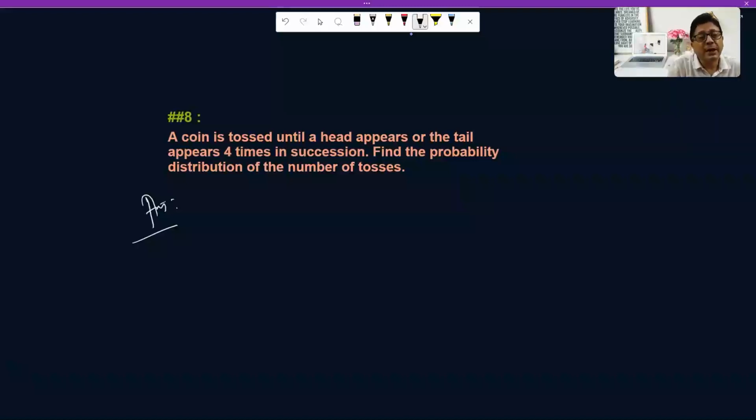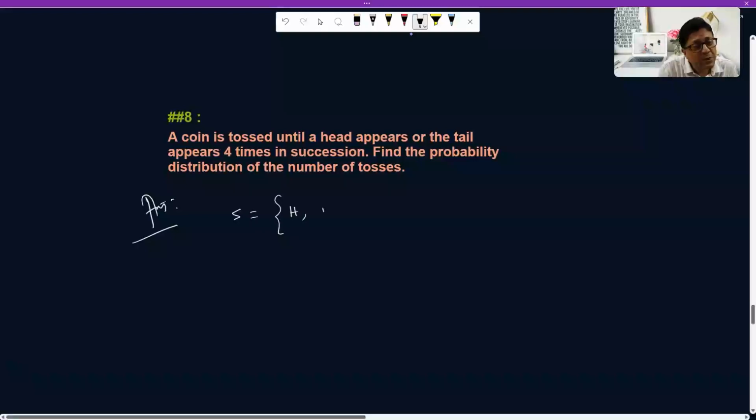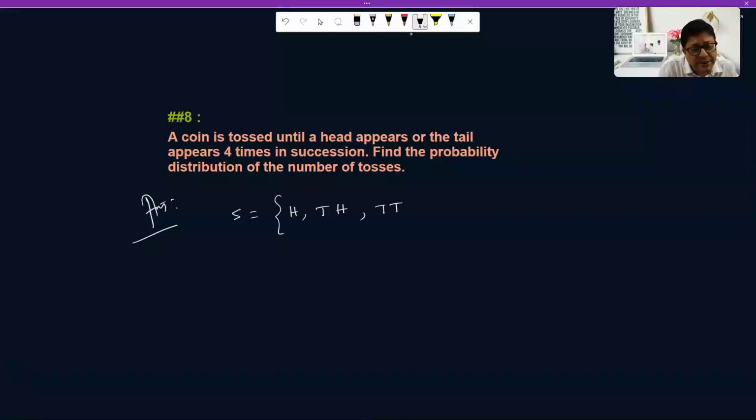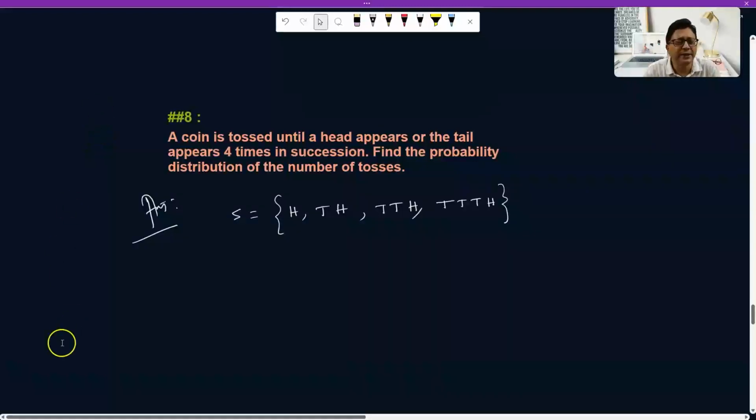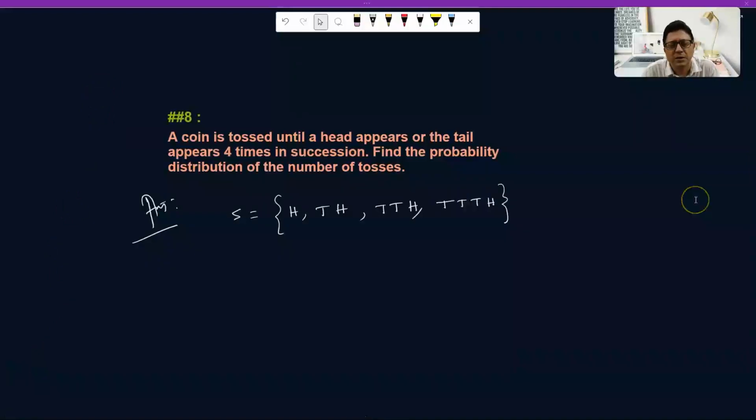So the sample space contains these 4 points. H; maybe first one tail, then H, then you stop the game. Maybe second one, first one tail, second one tail, then H. Maybe T, T, T, H. You cannot do more than that. Am I correct? Just think. So this is a bit difficult to think.